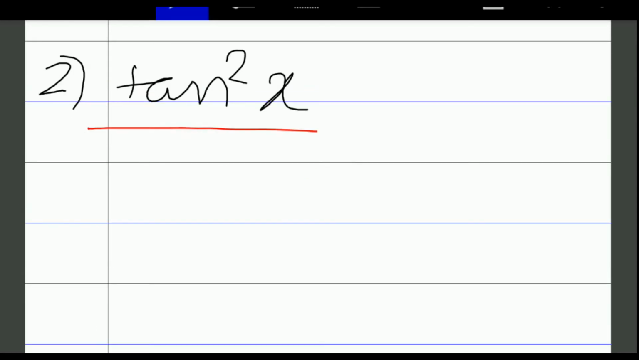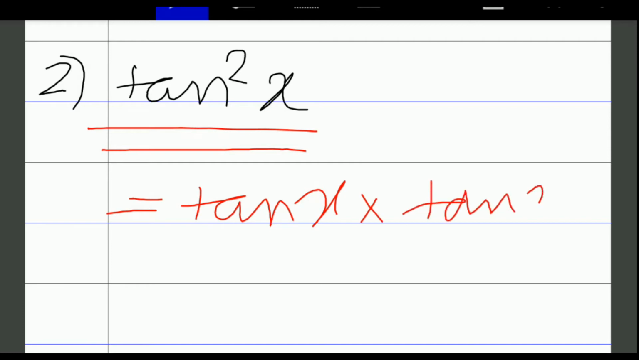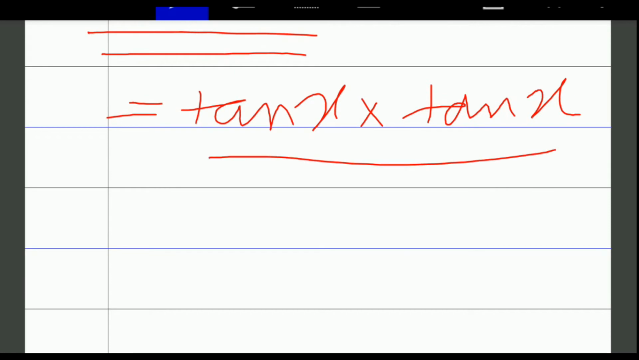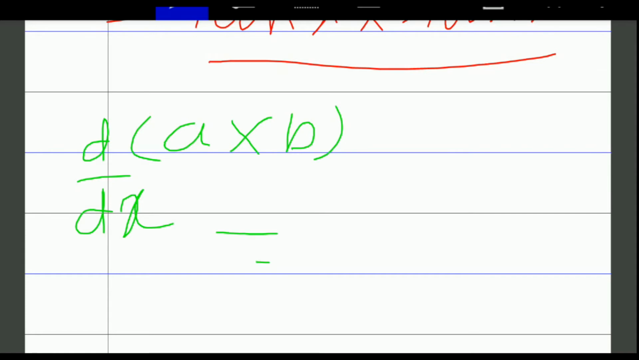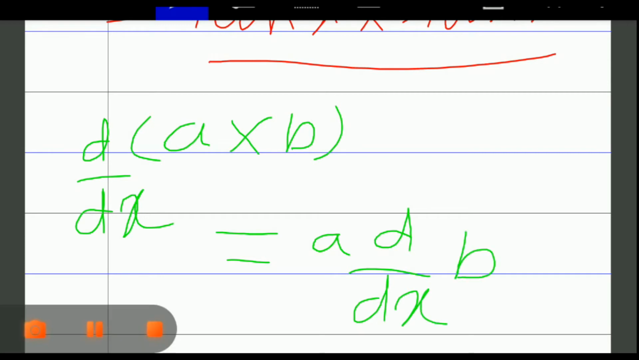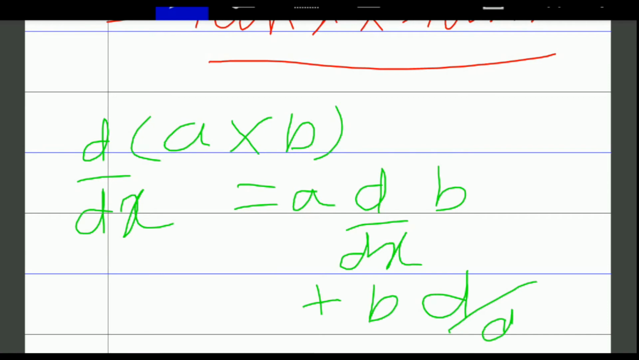Now second example is tan square x. As we discussed for the sin square x, we converted that into sin x into sin x. So similarly here also I am going to convert this into tan x into tan x. Now differentiation of tan x into tan x would be, as I told you before, that I will explain you step by step. According to working rule a into b, the formula is a into differentiation of b plus b into differentiation of a.